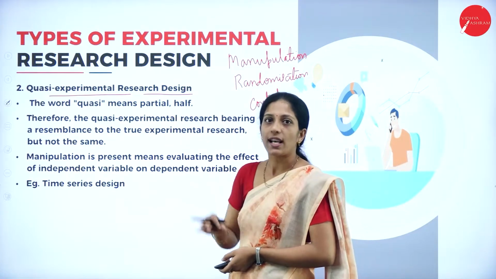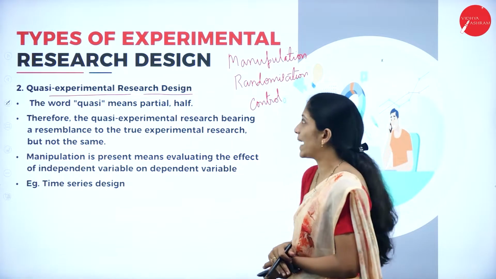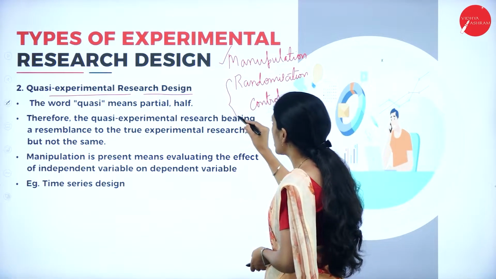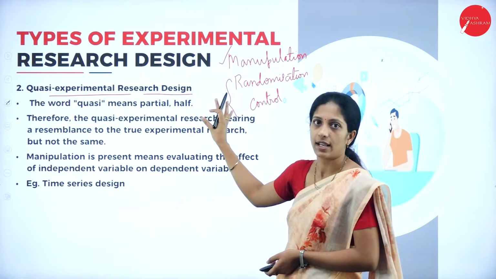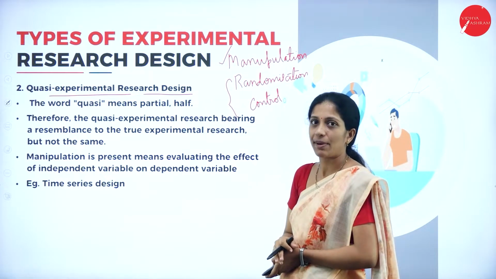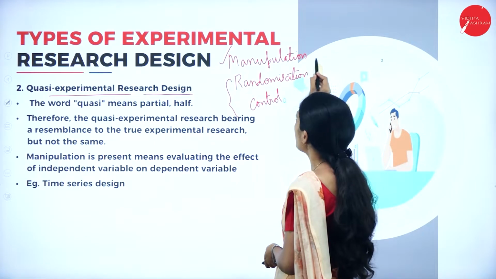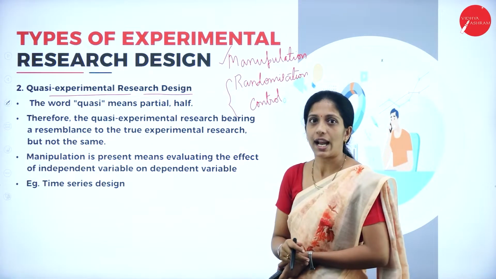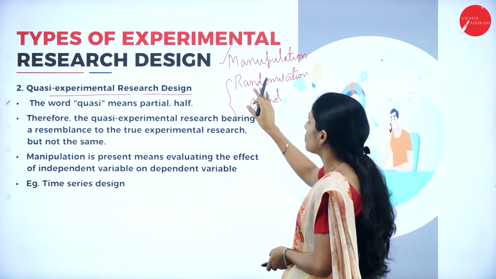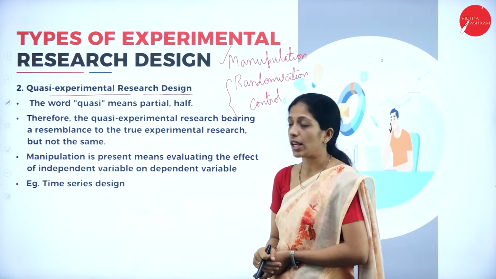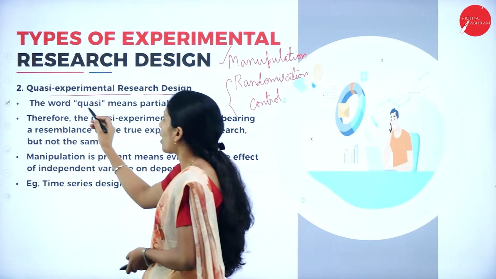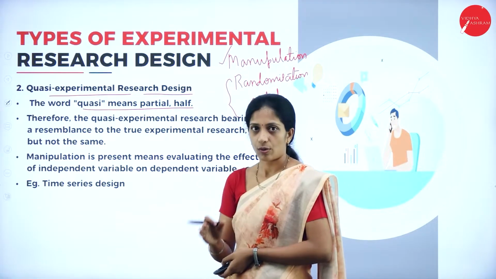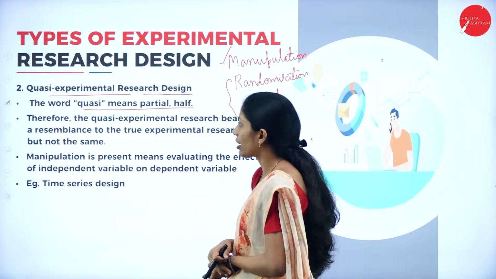Now let us see under quasi-experimental which are the things we have to take. So we have to take the manipulation, and under randomization and control we have to make a choice. Whereas under pre-experimental research design we are going to take only the manipulation. But here we are making a choice between randomization and control. So the word quasi means partial or half.